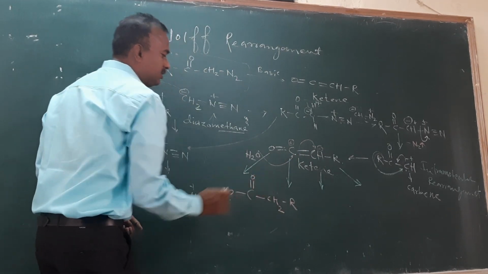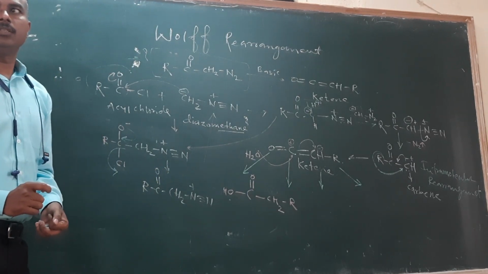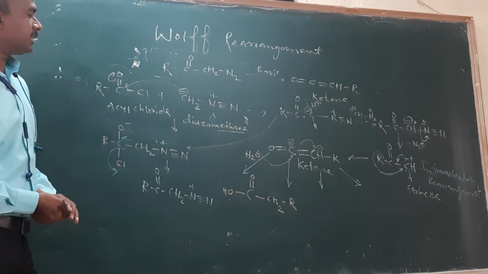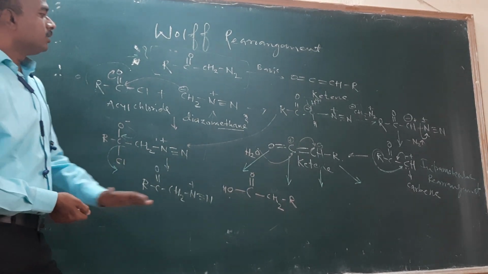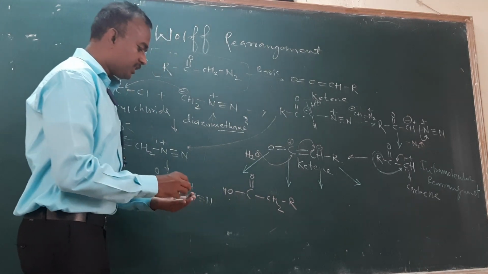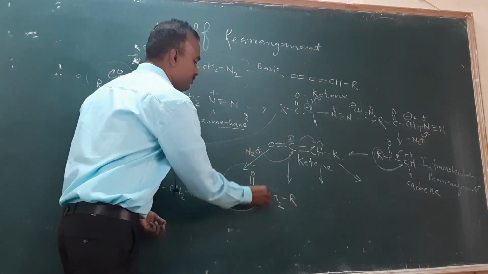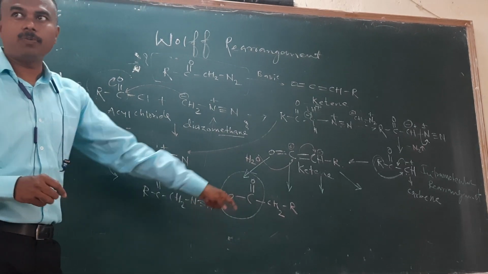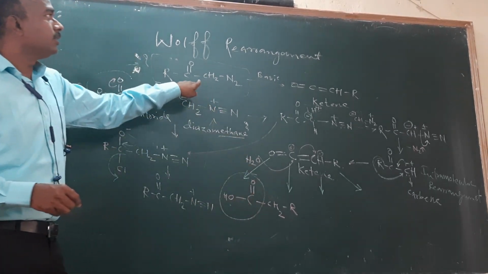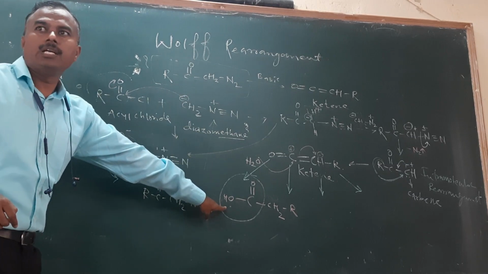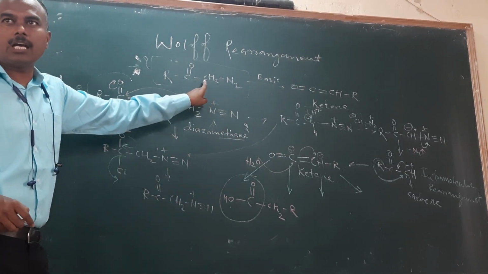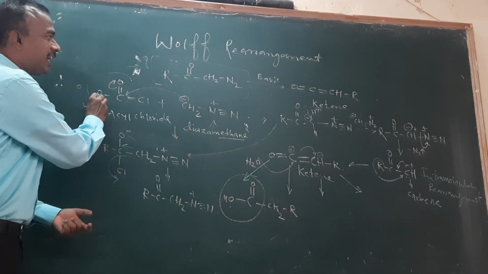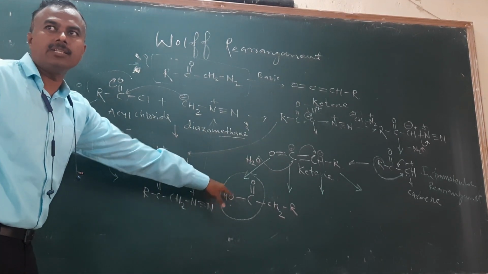Is there any charge? No. No, sir. Now here you can see there is a formation of carboxylic acid. There is a formation of acid. From ketone to acid. So this was the alpha diazoketone to acid. From alkyl halide to acid.